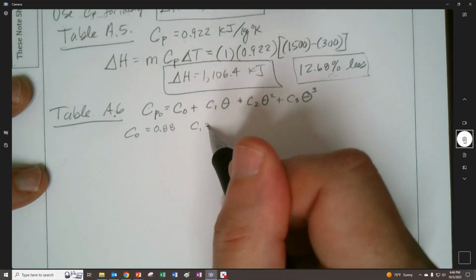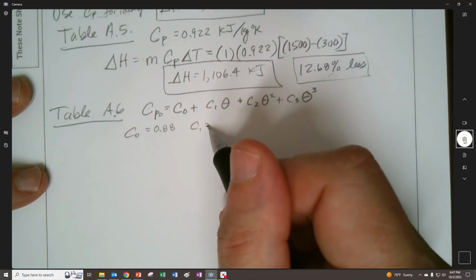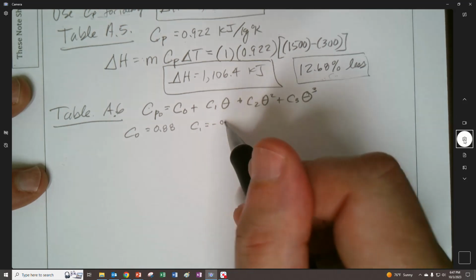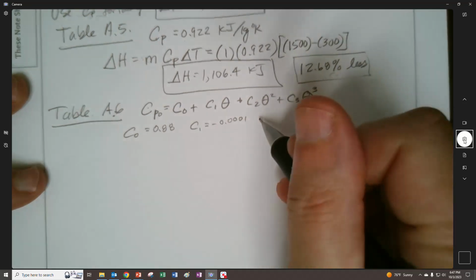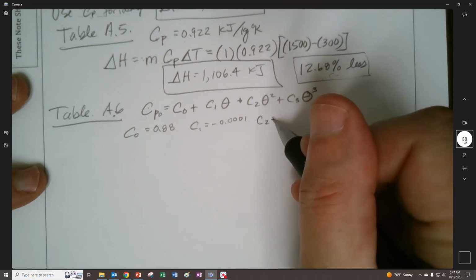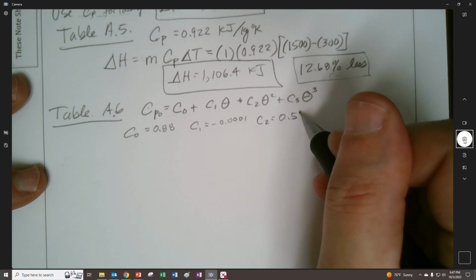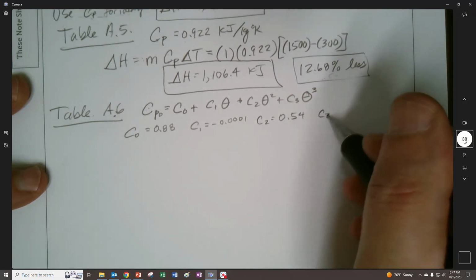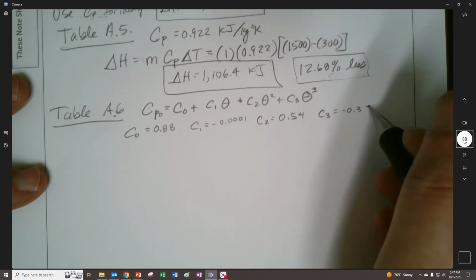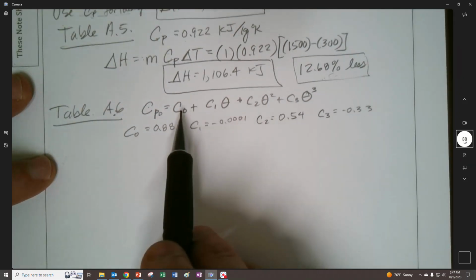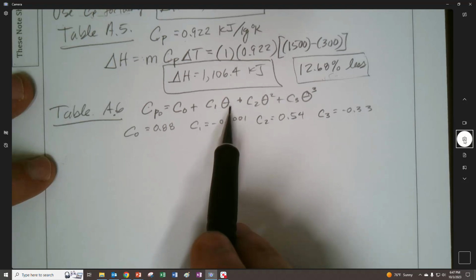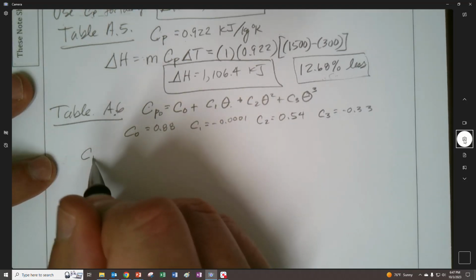C1 was equal to, where'd you go, C1? Negative 0.0001. It's easy to get that number of zeros wrong when there's that many. And then C2 is 0.54, and C3 is negative 0.33. So what we'll do is we have to take our temperatures and divide them by 1,000, and that's what theta is going to be. So let's take about a Cp.